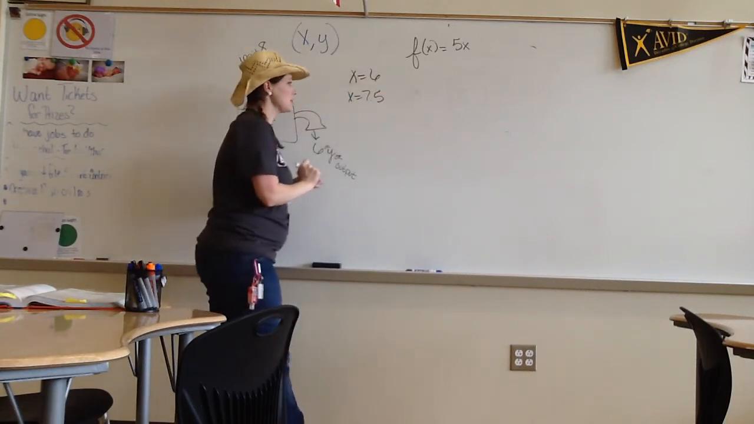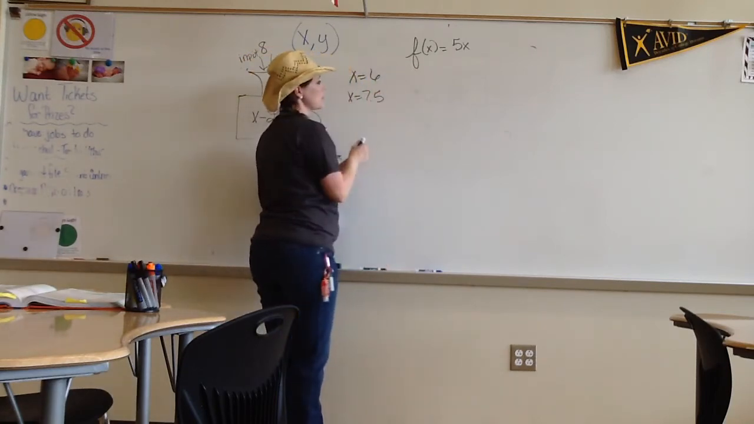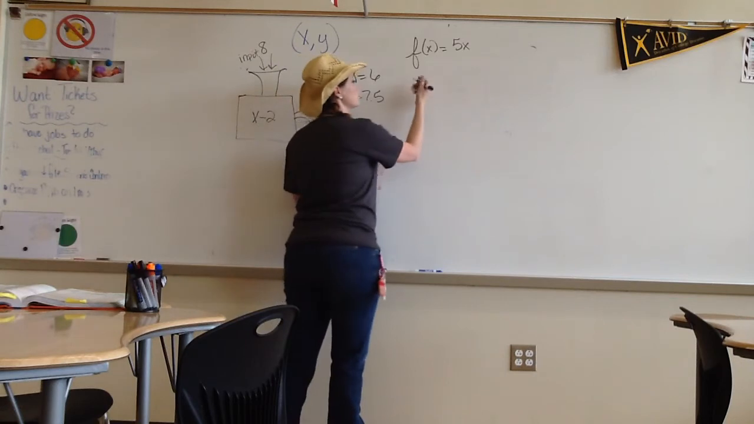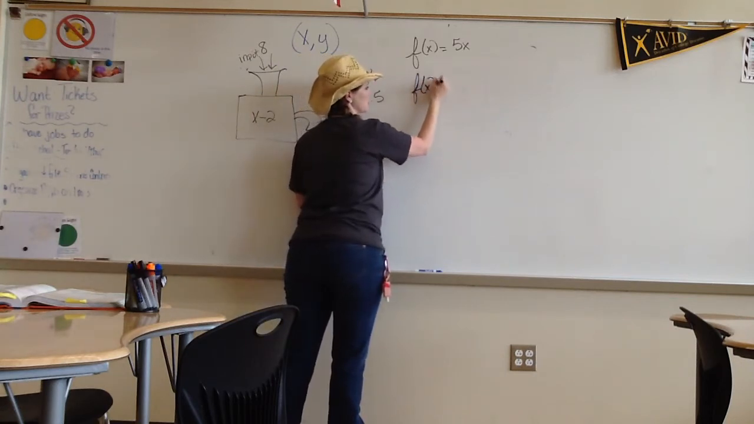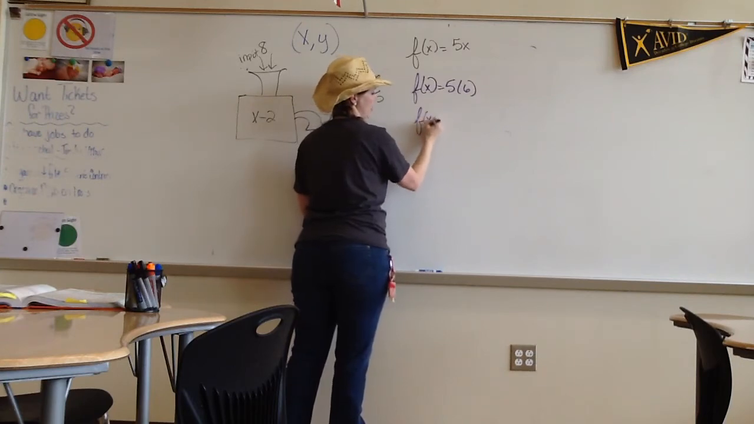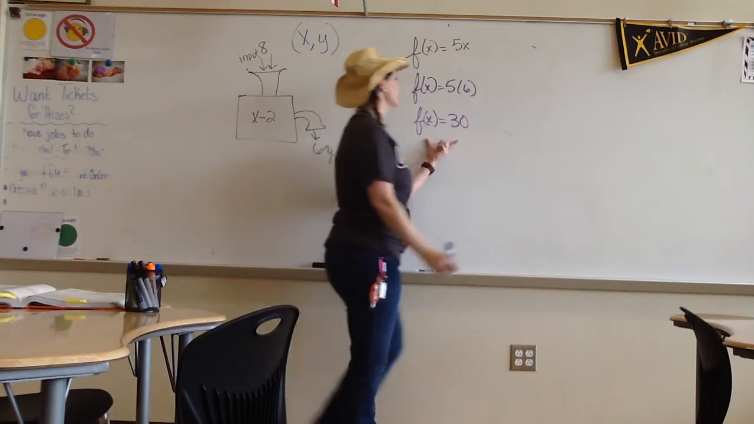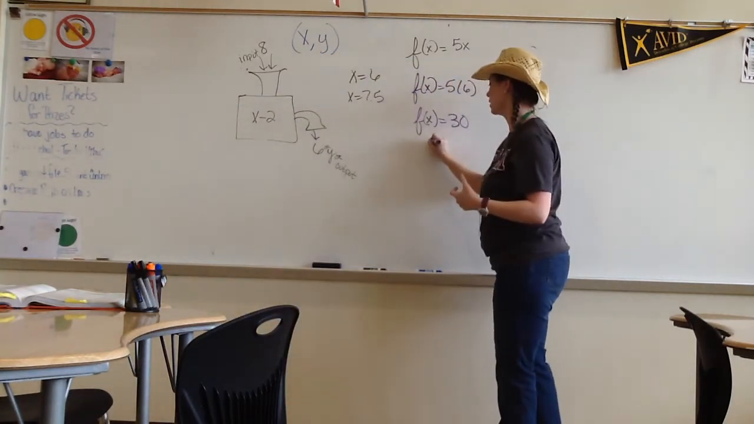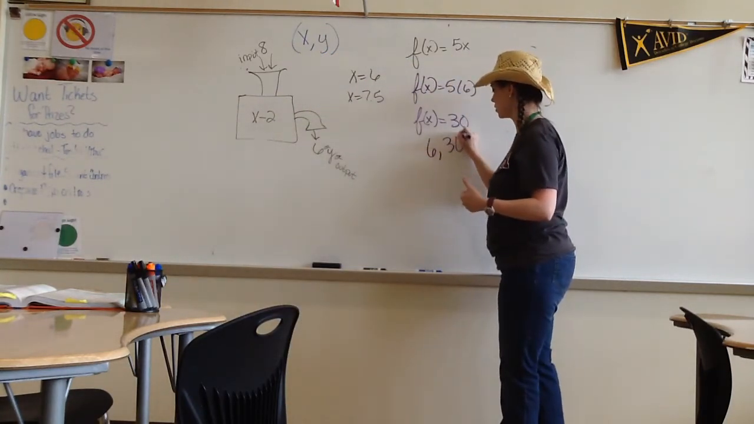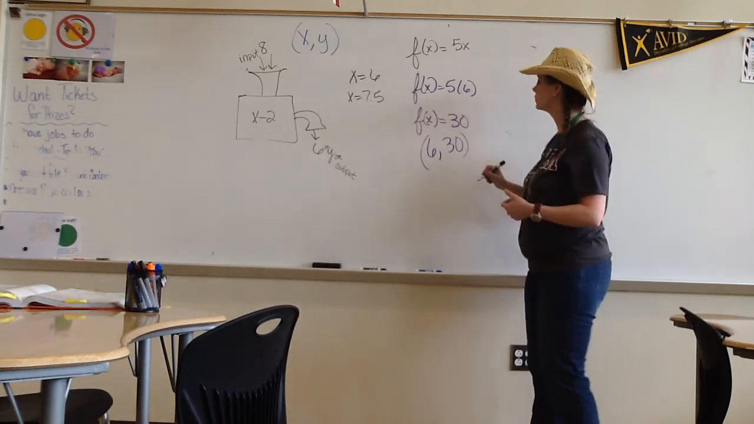Okay? So that means I'm going to solve this problem twice. I'm going to plug in 6 and I'm going to plug in 7.5. So I get f of x equals 5 times 6. So f of x equals 30. Okay? And I could write that as an ordered pair, (6, 30). So when x is 6, the output is 30.